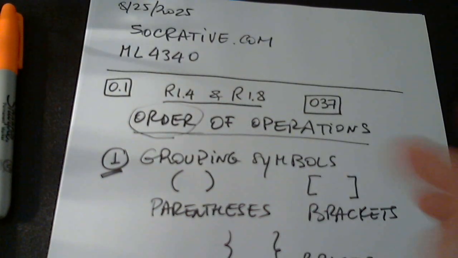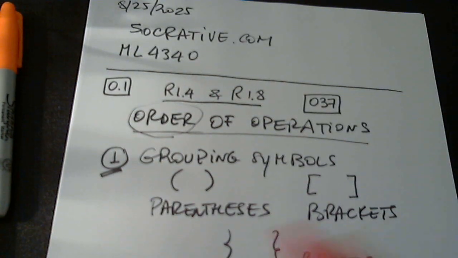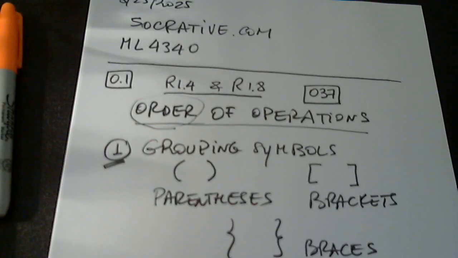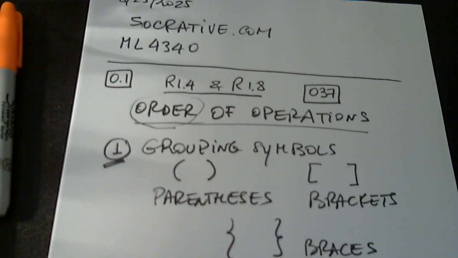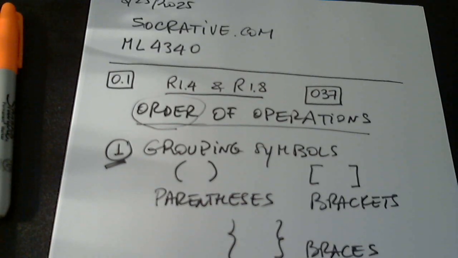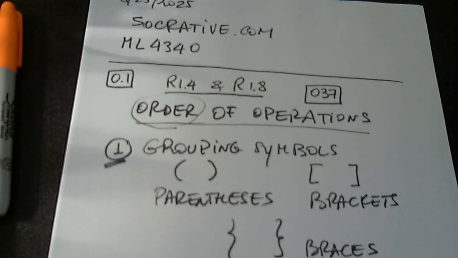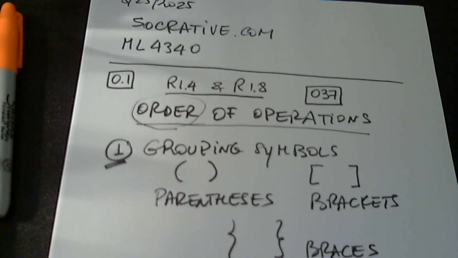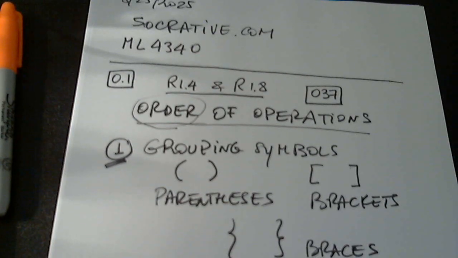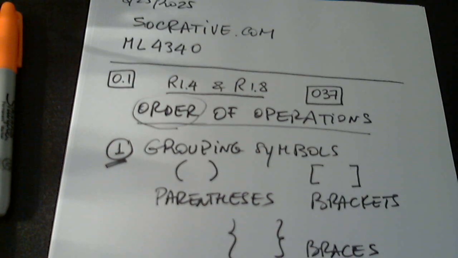Then, after I'm done with the operations inside of these, what is my next step? Power, or powers. That would be my next step. What would be my next step after that? Multiplication. If the color I use is not good enough, please stop me. Multiplication, division. This is very important. The specification here is from left to right.